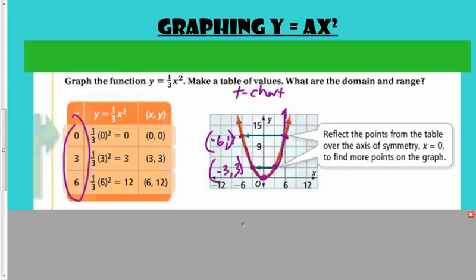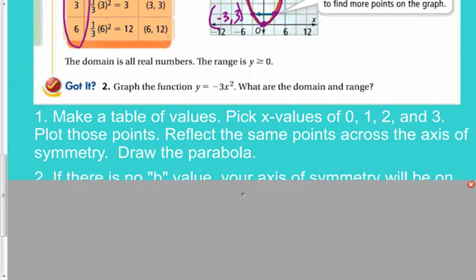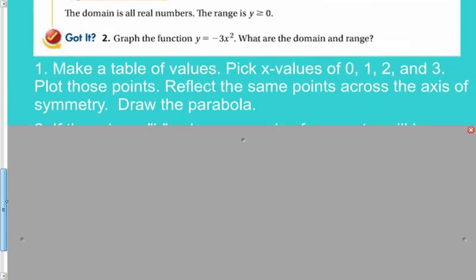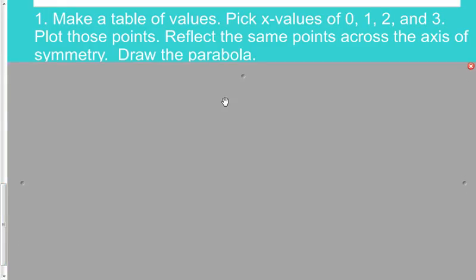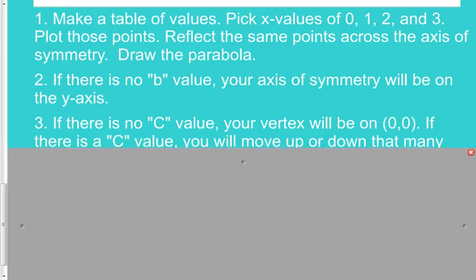All right, and that completes the U. It's just the opposite side. So looking at that, why don't you take a look at the steps, if you'd like to write down the steps. Step 1 would be make a table of values, a t-chart. Pick values 0, 1, 2, 3, or other ones that would work best for what you have. Plot those points. Reflect the same points across the axis of symmetry. Draw the parabola. That's a lot of steps in one.